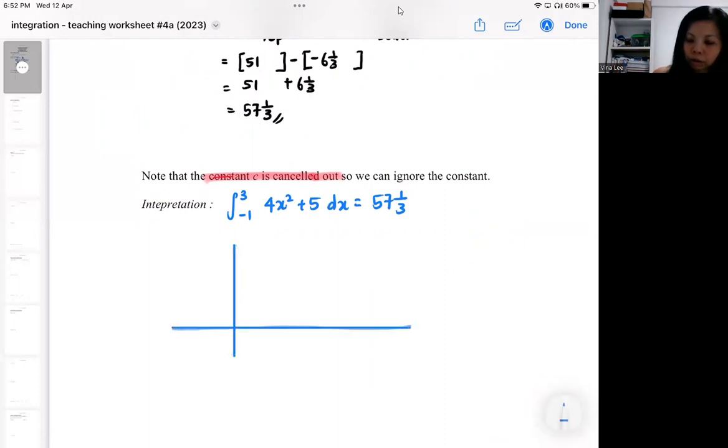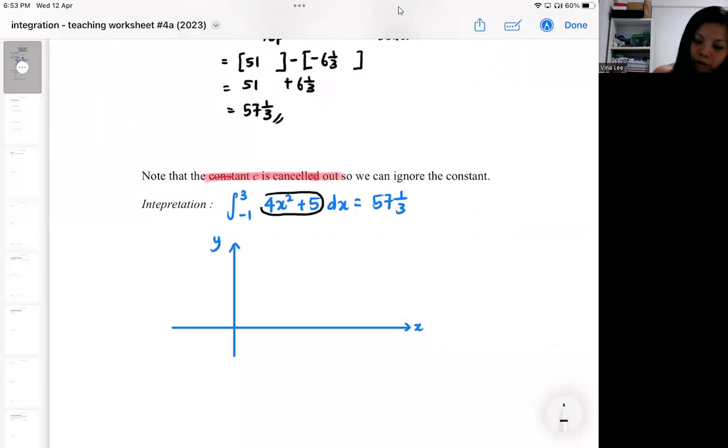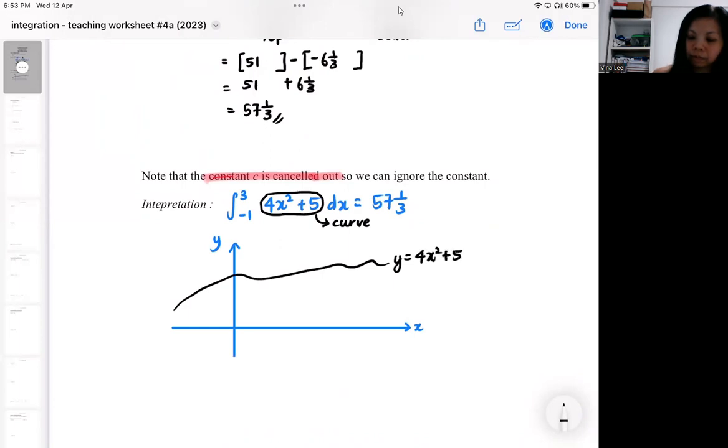Let me show you. First of all, this part will be the equation. This is the curve. I'm just drawing the curve; I anyhow draw it, it's not supposed to be like this. So this is the curve. And then this is x equal to 3. So x equal to 3 is a vertical line. And then this one is x equal to -1. That's also a vertical line.